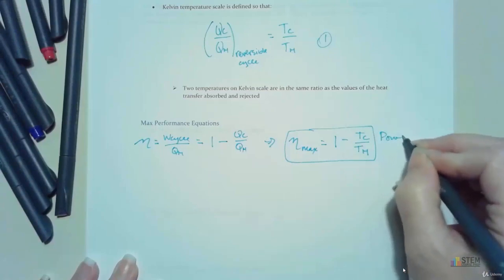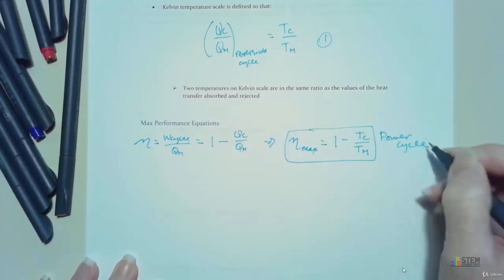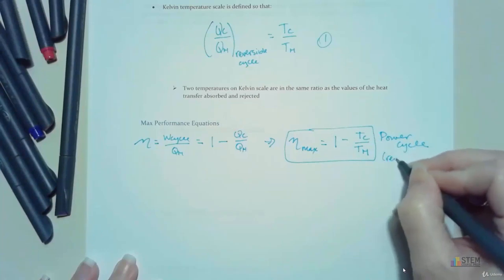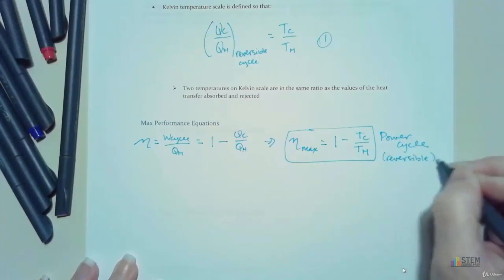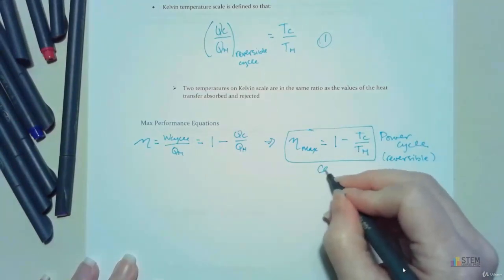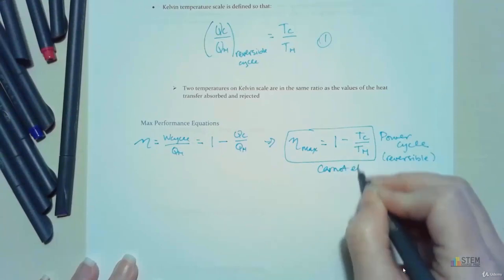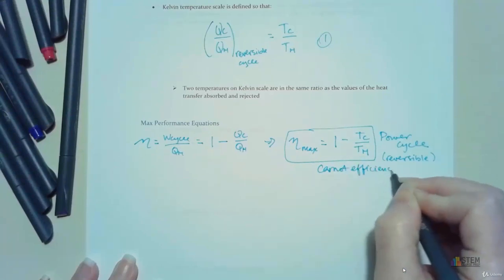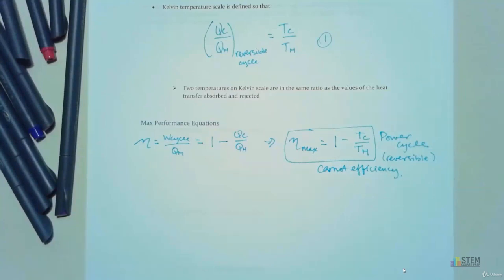All right, so this is for the power cycle. And again, note that that would be a reversible power cycle since we made that substitution. And this is also called the Carnot efficiency. We'll talk about the Carnot cycle in a little bit. Alright, so if you have a power cycle, you want to find the maximum possible efficiency, here you go. That's what you use. We're going to do the same thing for the refrigeration and heat pump cycles.